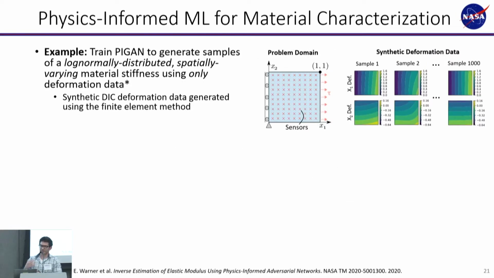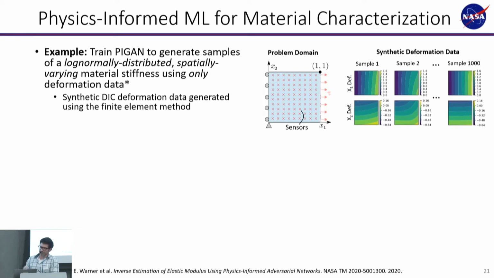So far, this method, we've only tested in a proof of concept mode. So this is a synthetic data example, a simplified 2D example, where here we've trained a PyGAN to generate samples of a log normally distributed and spatially varying material stiffness, using only deformation data, so it's solving an inverse problem. So here's a picture of the domain. We're essentially simulating a test where we're pulling on a plate in tension, and we're assuming that these plates have stiffness variability from specimen to specimen that we're trying to estimate using a PyGAN.